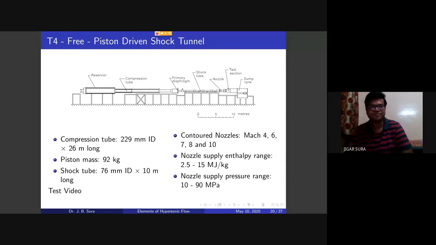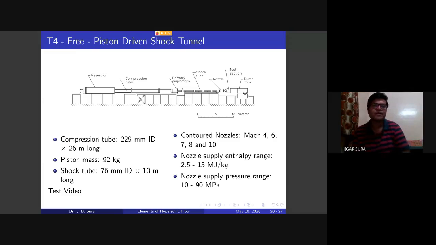So let's see what the different shock tunnels or wind tunnels around the world are. Not many, I have not taken many photographs. But these are coming from websites, just to give you an idea of the size of the experimental facilities. So this is the T4 free piston shock tunnel, which is at the University of Queensland. It is one of the leading institutes doing research in hypersonic flow.